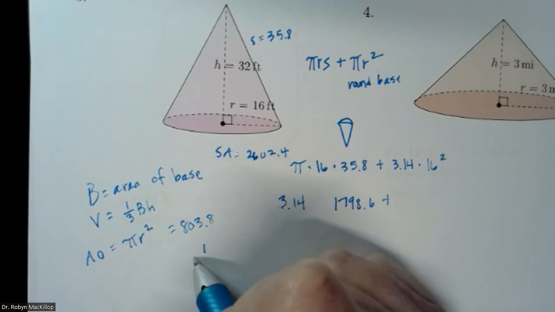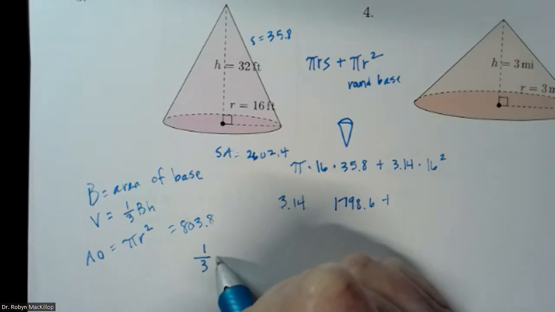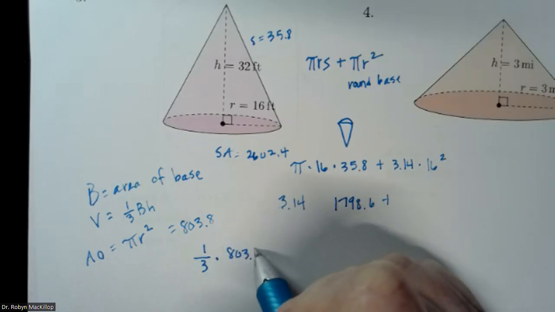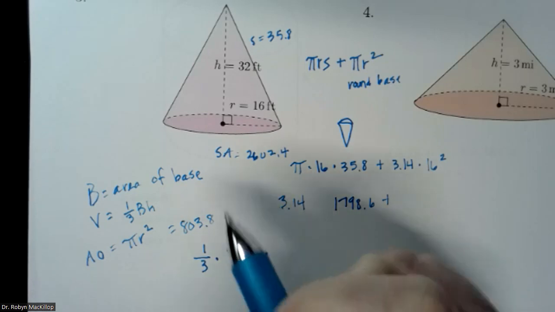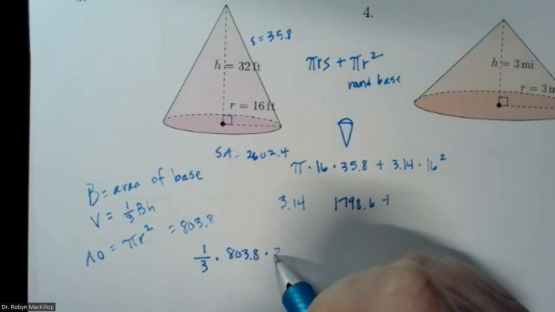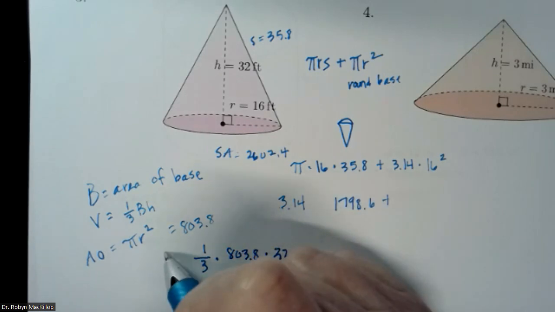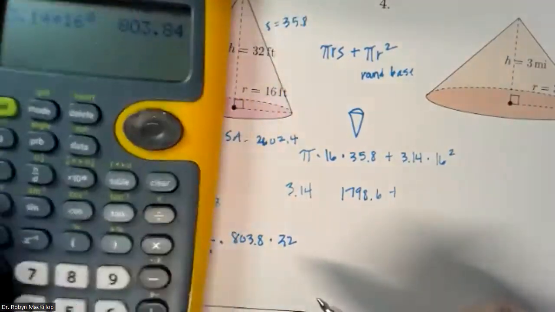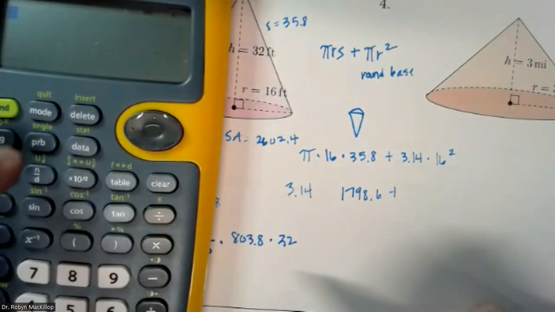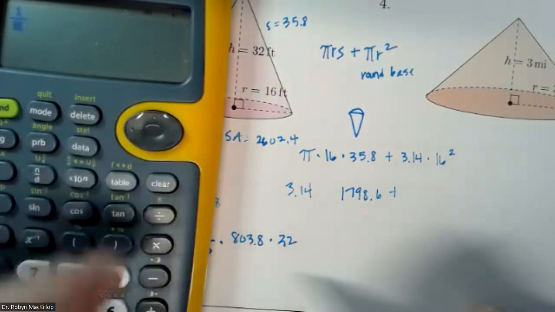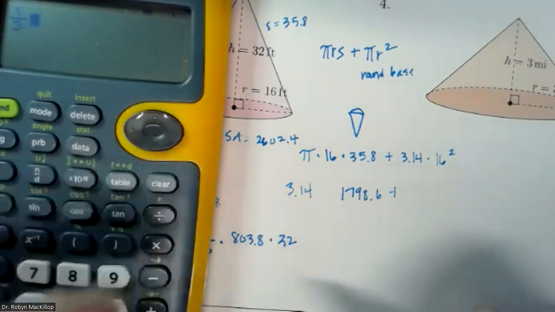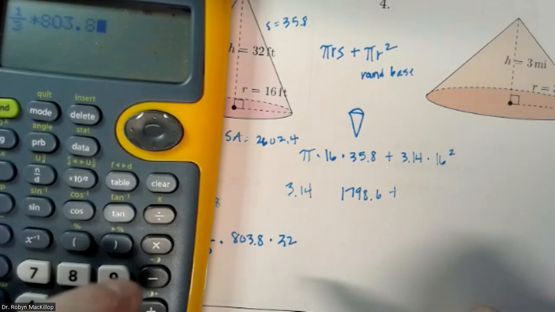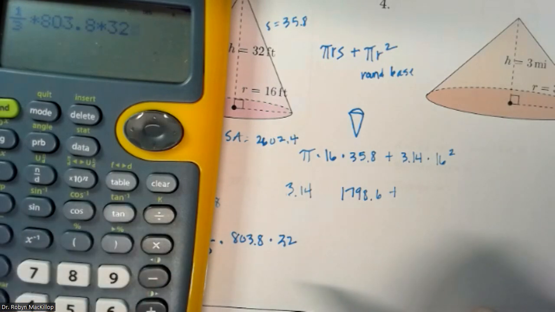So now we can do the formula. It's 1/3 times the 803.8, area of that base, times the height. This time we can use the height. And this is volume. So we just type all that in, clear that. 1 down, 3, arrow out, times 803.8 times 32.